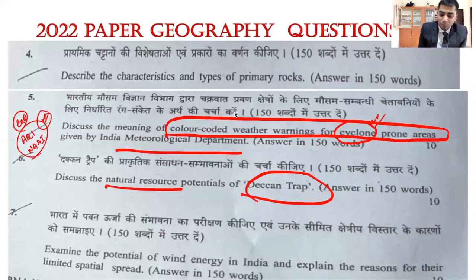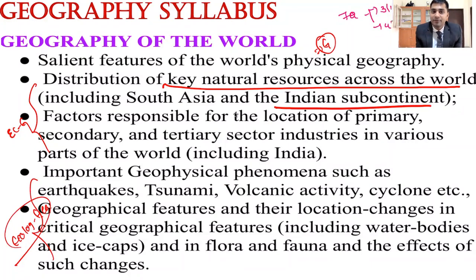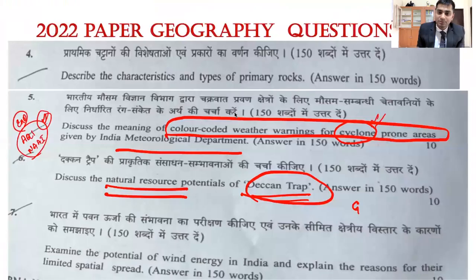The 6th question, discuss the natural resources potentials of Deccan Trap. Now they are asking what are the resources that are present in the Deccan Trap. Now again, this is a geographical question because this is directly from the so-called key natural resources across the world and India, right? So they have asked it. One question is from the so-called rock system. The second question is from natural resources. The third question is from the cyclones. They asked the color coding system.